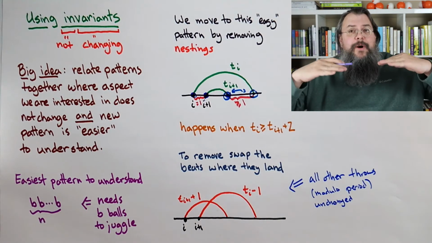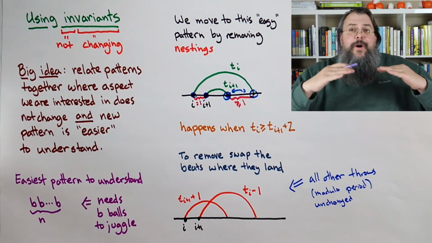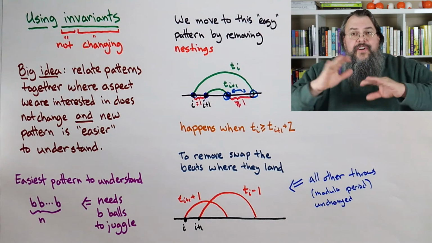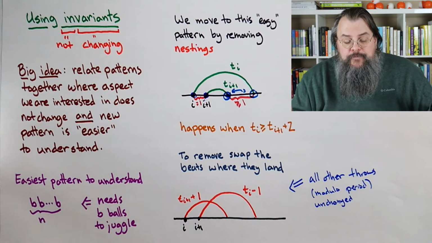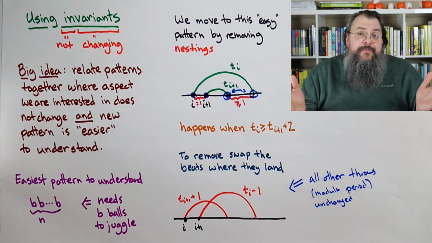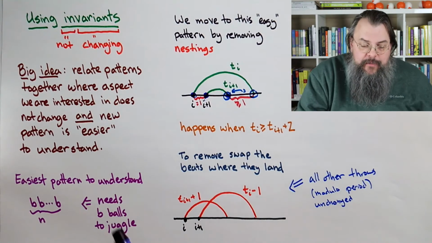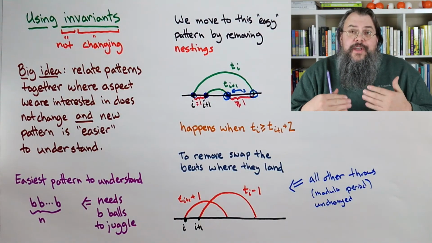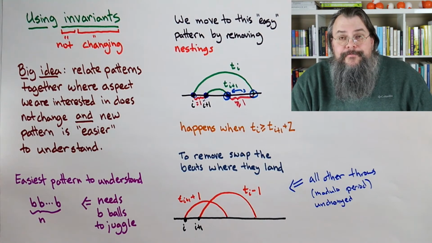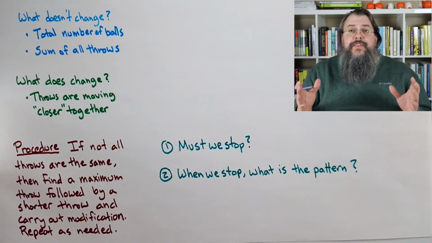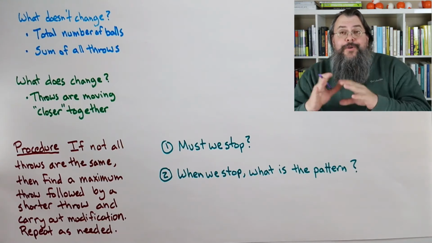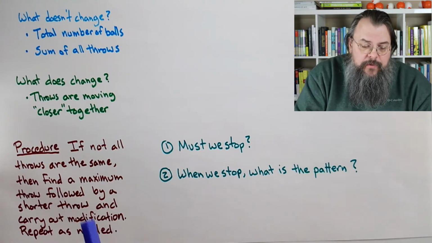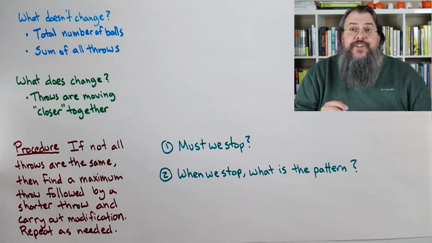So that's the intuition about why we're doing this. If I want to look like something without any nestings, I should start looking for places where I have a nesting and start throwing them out in some way. Now, what do we mean by saying we're using invariance? We have to think about what's happening to these, and once we understand that, we can get a handle on what's going on. So let's start by asking ourselves the question, what doesn't change? In other words, what's invariant? Well, first off, the total number of balls is not changing.